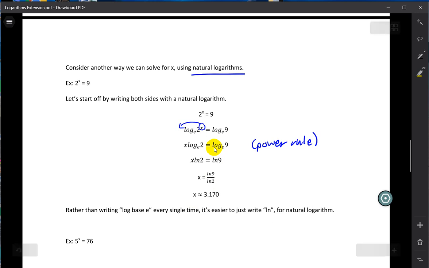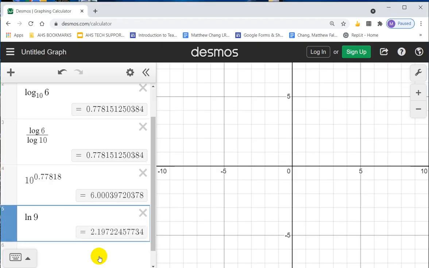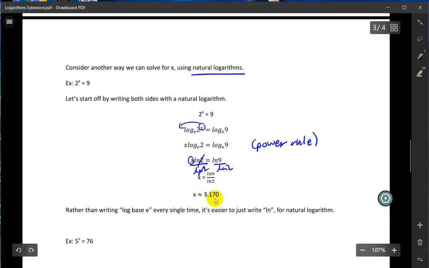Now what we want to do is get x by itself. To get x by itself, we can isolate what we have here, so we can divide by ln of 2. If we cancel that, we're left with x equals ln of 9 divided by ln of 2. If we were to simplify that, I literally just type in ln of 9 divided by ln of 2, and you get about 3.17, or 3.170 if you were to approximate that.